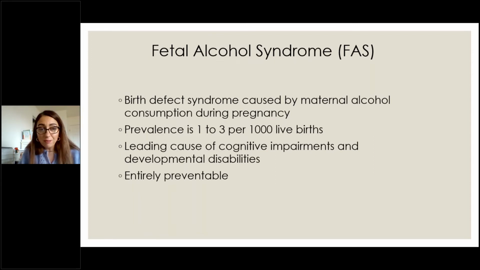As I mentioned at the beginning, we have fetal alcohol syndrome. This is the full-blown syndrome, which is the more severe form of FASD. And it's the leading cause of cognitive impairment. So usually if a child has FAS, that means that the mother drank heavily from the beginning of pregnancy till the end, and there was heavy chronic alcohol consumption. And as we know, it's entirely preventable.